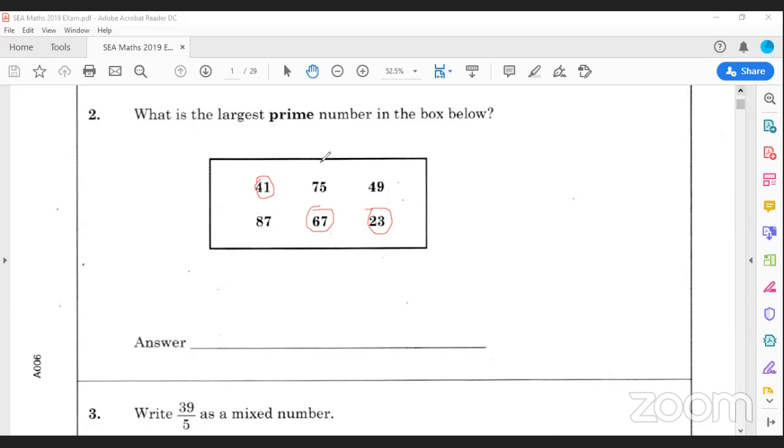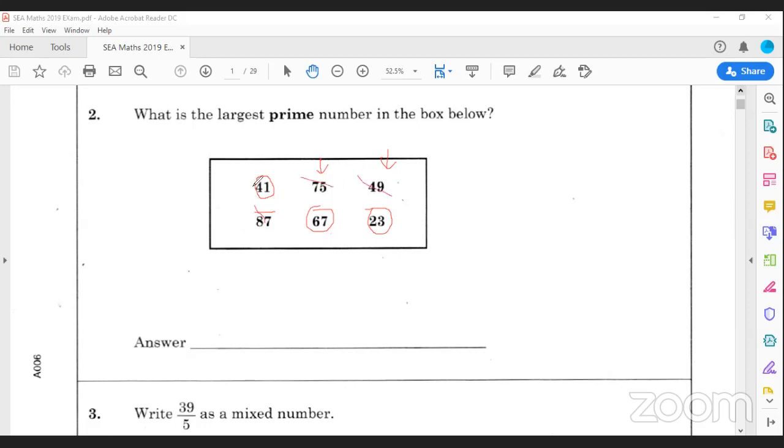Okay, 75 is not a prime number. Other numbers can give us 75. 15 by 5 can give us 75. So 75 is not a prime number. 49 is not a prime number, because 7 by 7 can give me 49. 87 is not a prime number, because 29 by 3 can give me 87.